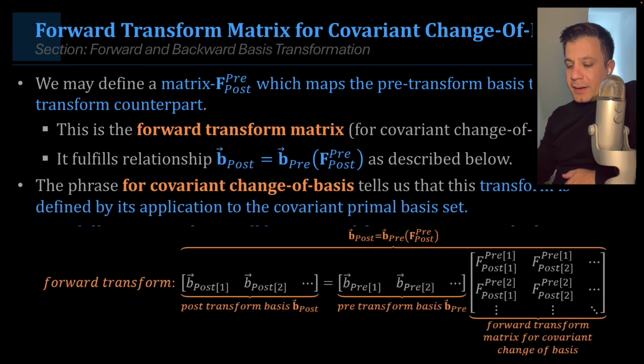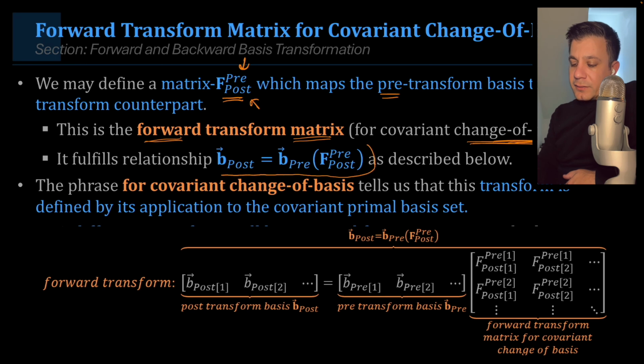So we may define a matrix, which again is F pre-post, because that's what we name our basis, which maps the pre-transform basis to its post-transform counterpart. This is the forward transform matrix for covariant change of basis. What does this part mean right here? Essentially, the forward transform matrix is defined by this equation, which is in turn a covariant change of basis equation. So the name makes sense.